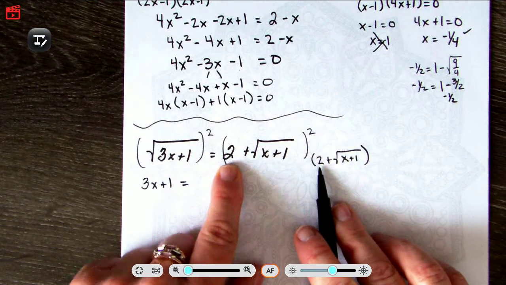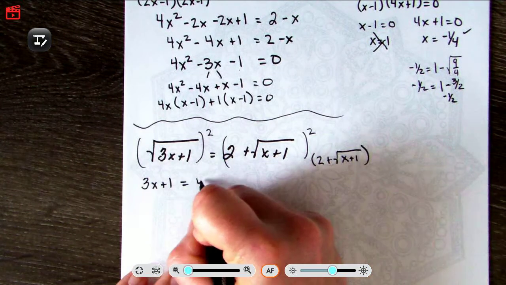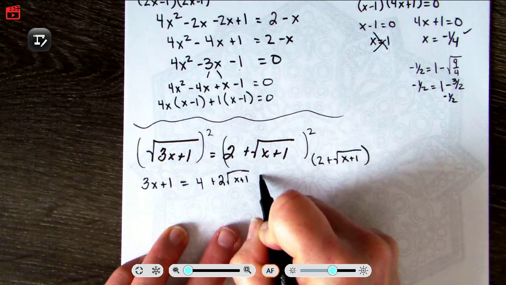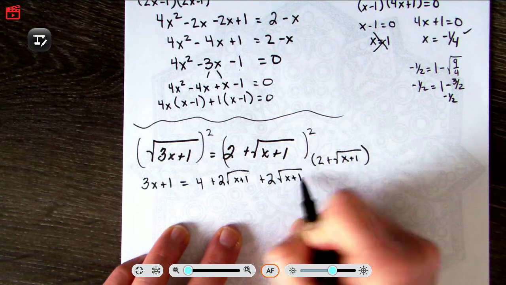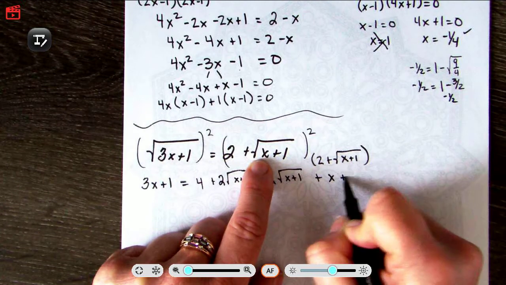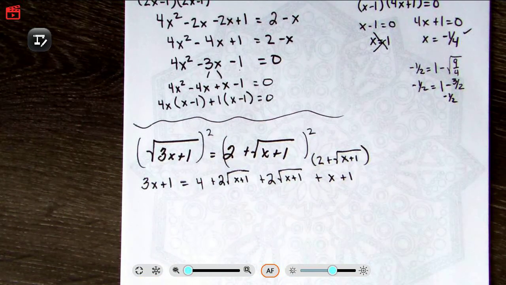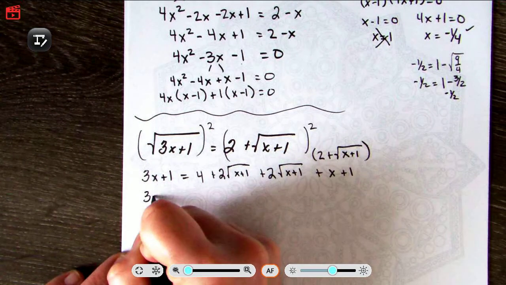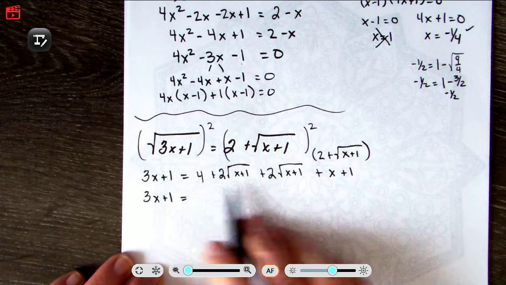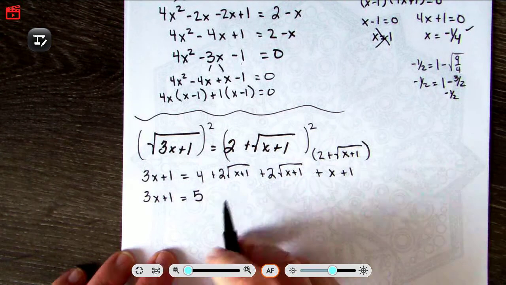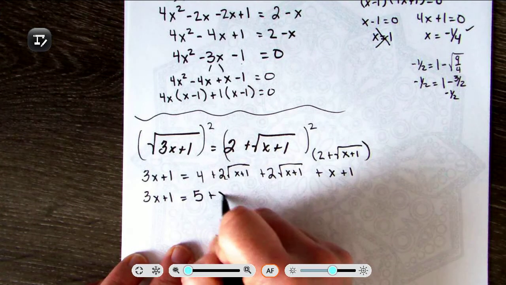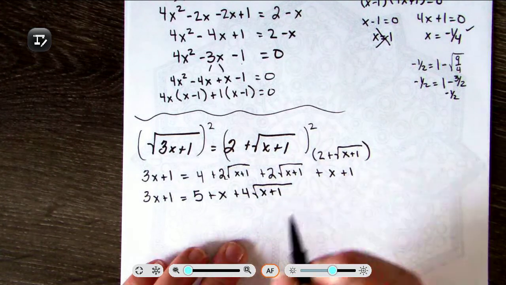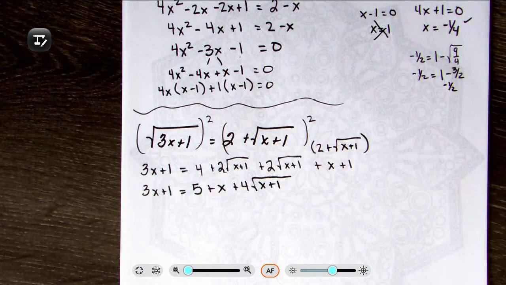So multiplying the firsts gives me 2 times 2, which is 4. My outers is going to be 2 square roots of x plus 1. My inners is another 2 square roots of x plus 1. And then my lasts are that x plus 1, because multiplying the square root times the square root lifts that radical. I'm going to combine all my like terms. So I still have that 3x plus 1 here. I have 4, and the 1 gives me a 5. I have an x sitting there, and then I also have 4, and I still have that square root in there. Which means I'm still at a problem that I have to deal with.